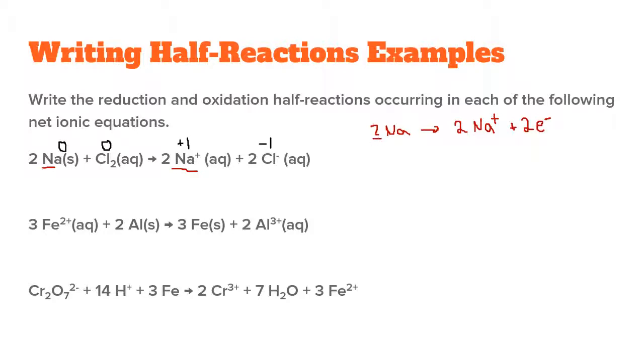All of these coefficients are divisible by 2. So we're just going to divide everything by 2, and our half reaction will be sodium yields sodium plus ion and gives off that electron.